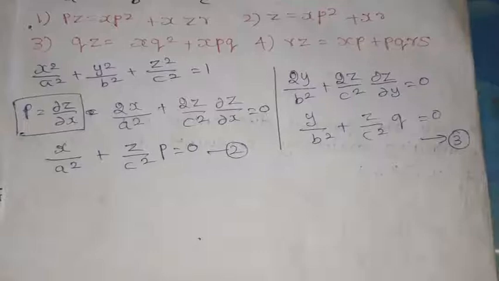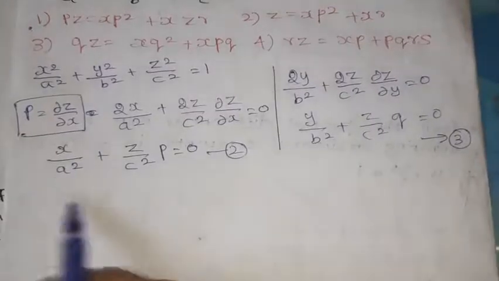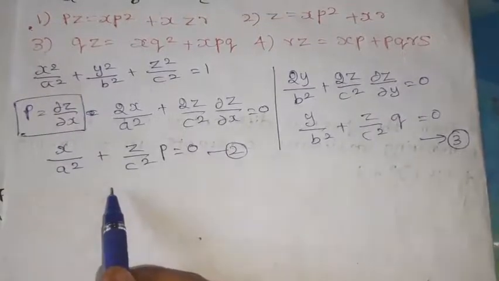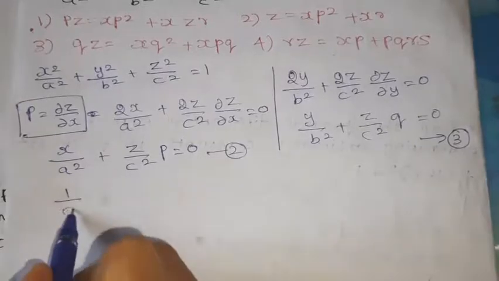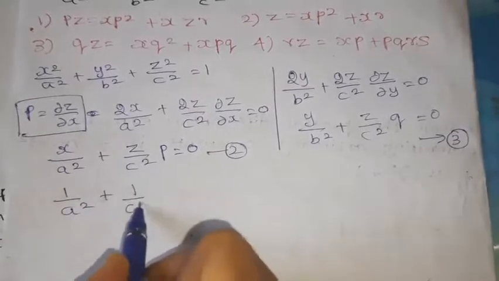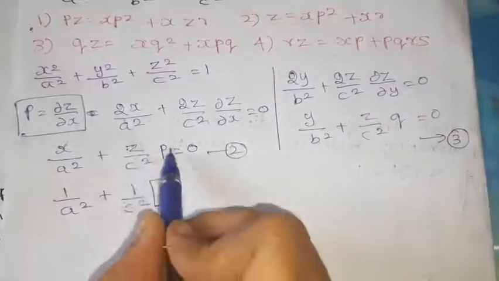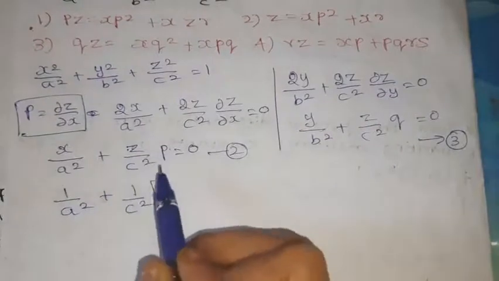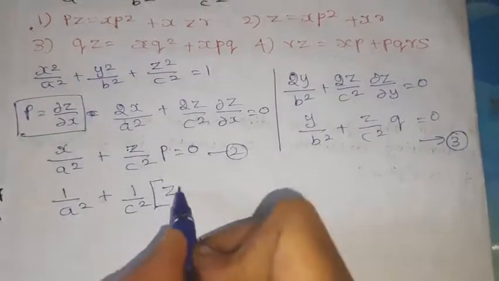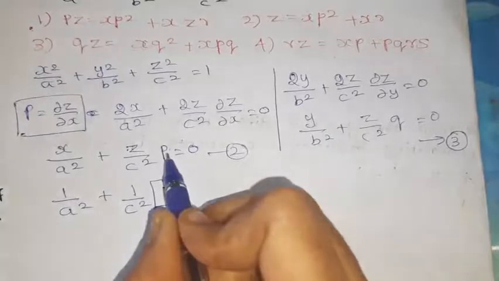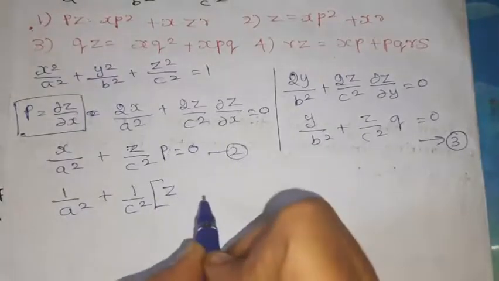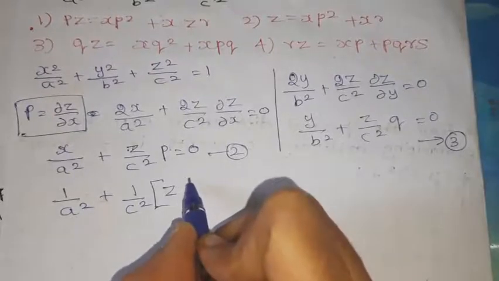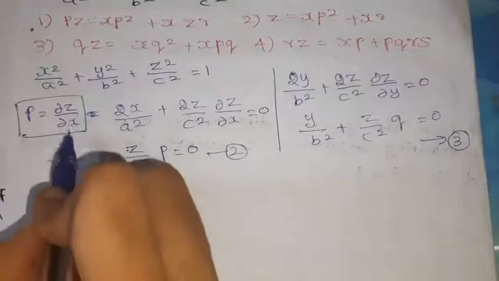x by a squared, differentiating again this equation 2 with respect to x. 1 by a squared, 1 by c squared in common. So it is the uv formula, u dv plus v du. It is in the form of uv. So keep z as constant, and by differentiating p, what we will get? p is nothing but ∂z/∂x. Again differentiating, what we will get? ∂²z/∂x². So p is nothing but ∂z/∂x.